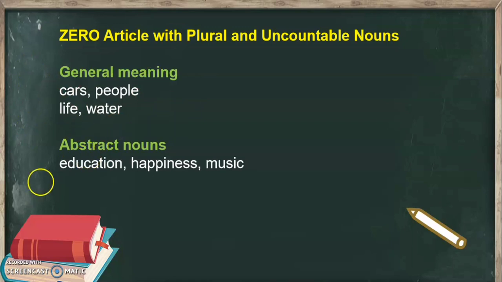But generally we don't. Next, we have the abstract nouns, like education, happiness, music. No need to put an article there. You can just talk about them without an article. For example, happiness is everything for me. Music fills my soul. Education is the key to success. For these sentences, I didn't use any article, right? So it is possible.